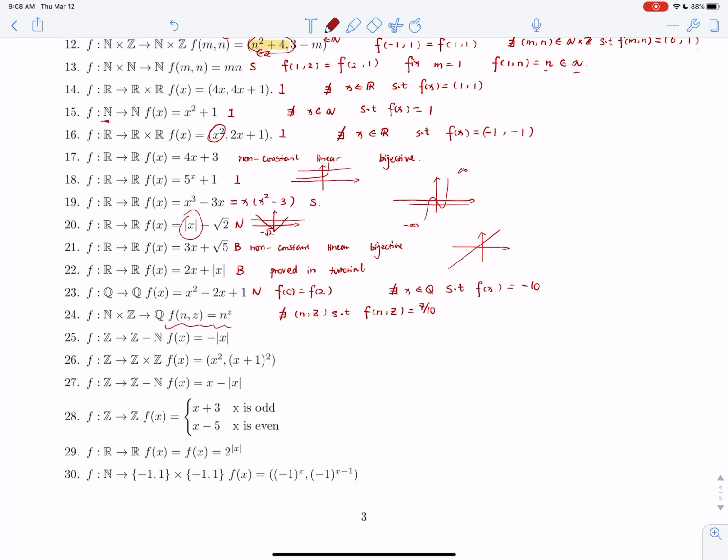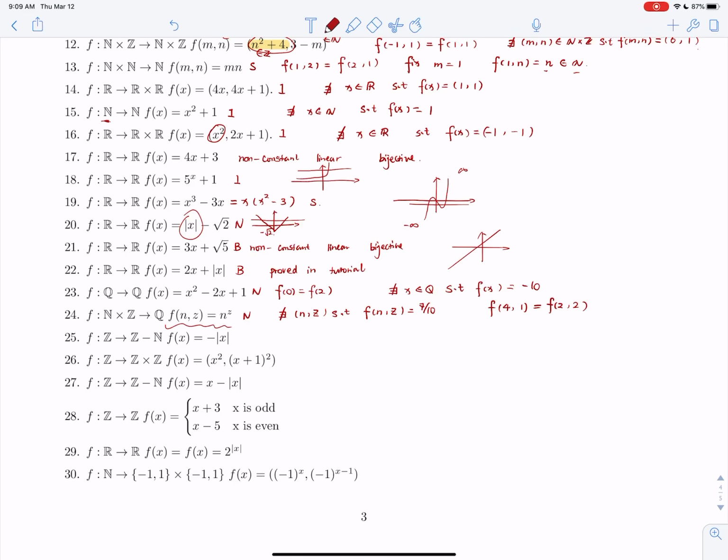Is this injective? No, it's not injective, okay? Because, well, f of, let's say, (4, 1) is going to give you 4 to the power of 1, which is 4, equal to f of (2, 2), because 2 to the power of 2 is 4 as well. So it's neither.